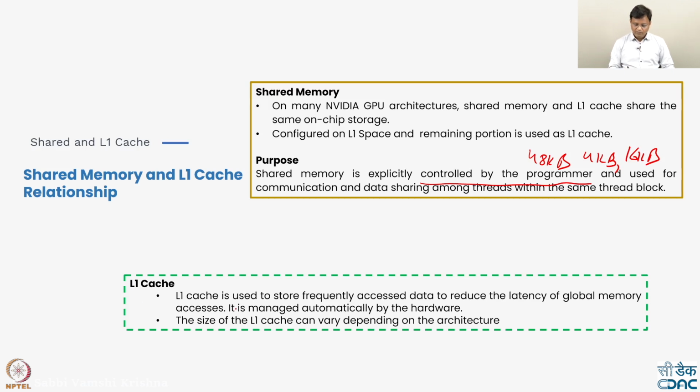The L1 cache is used for frequently accessed data to reduce the latency from the global memory. It is well known, but the important thing is that this is not controlled by the programmer, but is controlled by the hardware itself, and the size of the L1 cache can vary depending on the micro architecture implemented in the particular GPU.